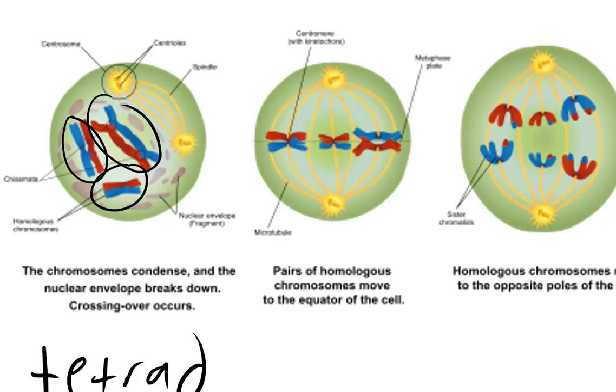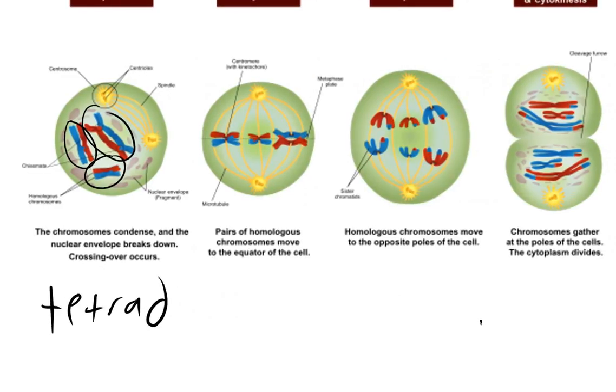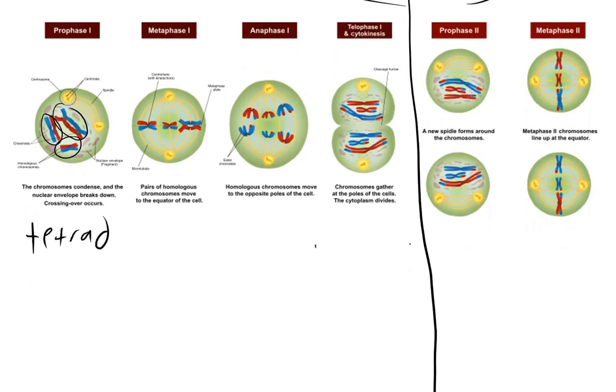Remember, crossing over is when they exchange bits of the chromosome in order to ensure that there's a lot of genetic variation and variability. People look different and their genes are somewhat different. So that's when tetrads form, is here. And in metaphase, you see them all line up there in the middle again. So that's the same as mitosis.